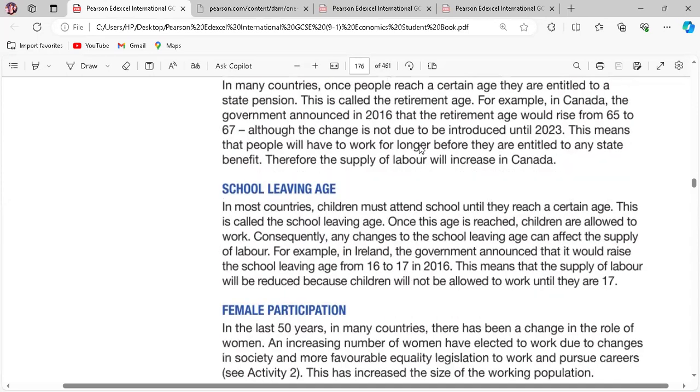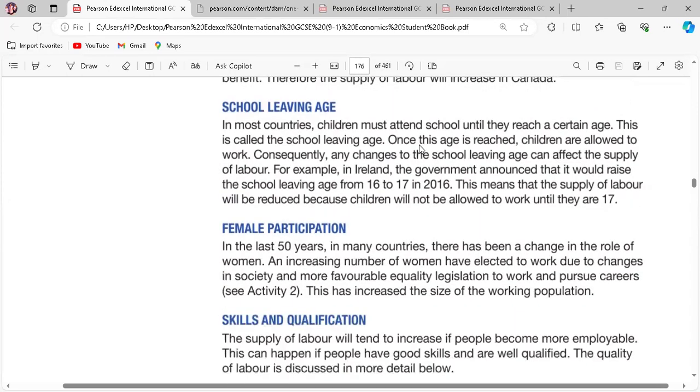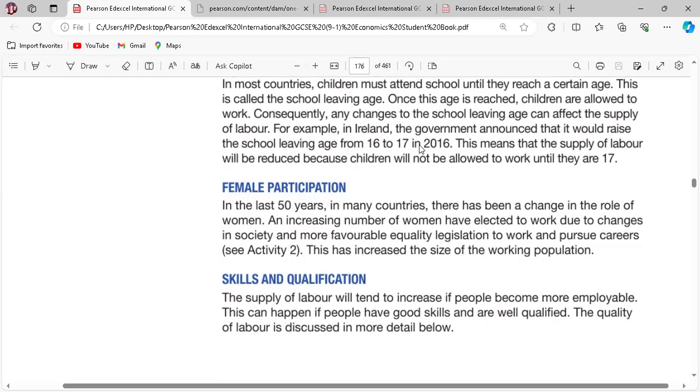The next one is school leaving age. For school leaving age, we're talking about the age that children will reach before they are allowed to work. If the school leaving age is increasing, then the supply of labor would fall because it will take a longer period of time before children graduate from school to be able to work. But if the school leaving age reduces, the supply of labor would rise, meaning that people would leave school earlier than expected and they will be able to seek employment, shifting the supply curve rightward from SL1 to SL2.